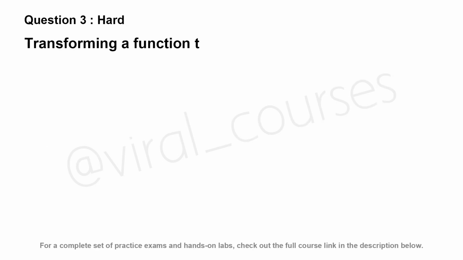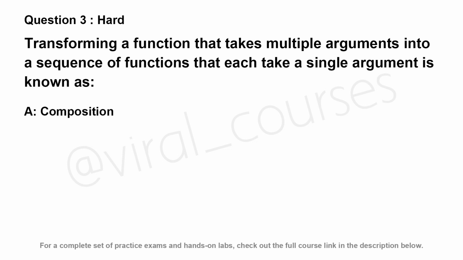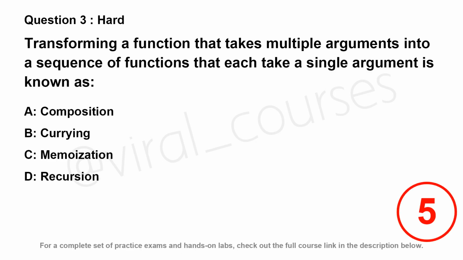Transforming a function that takes multiple arguments into a sequence of functions that each take a single argument is known as: option A, composition. Option B, currying. Option C, memoization. Option D, recursion.